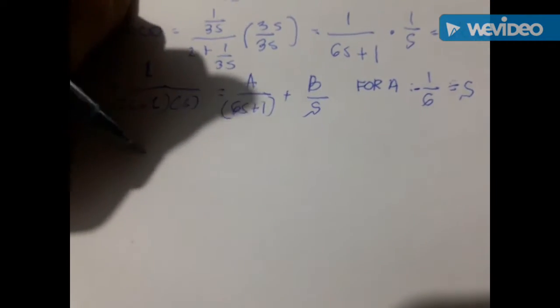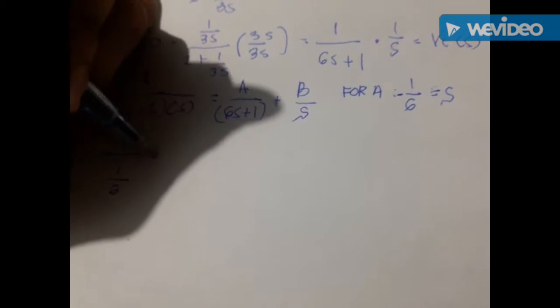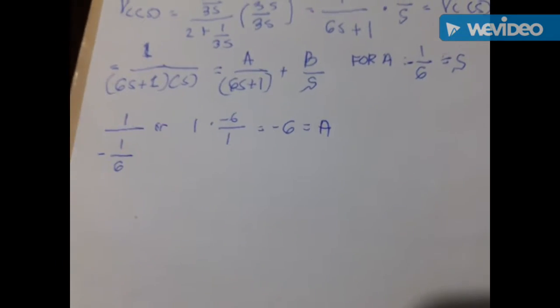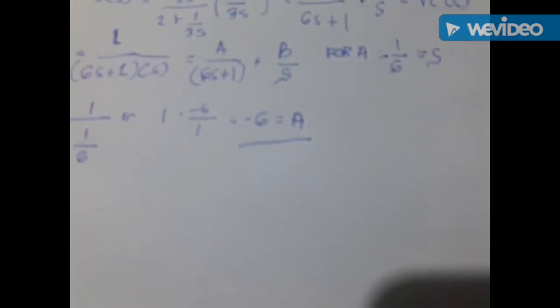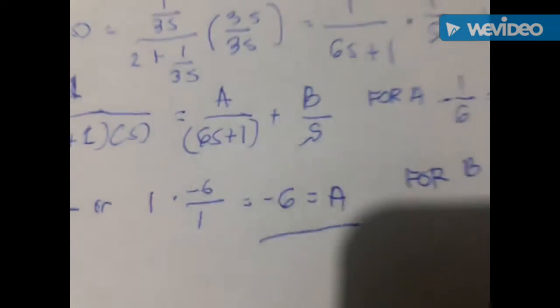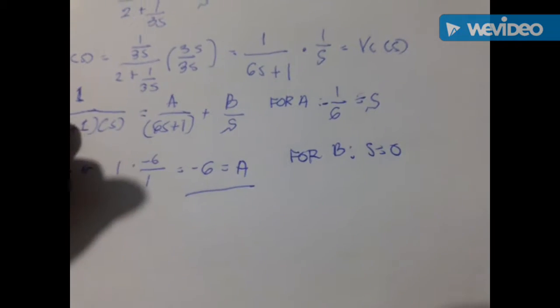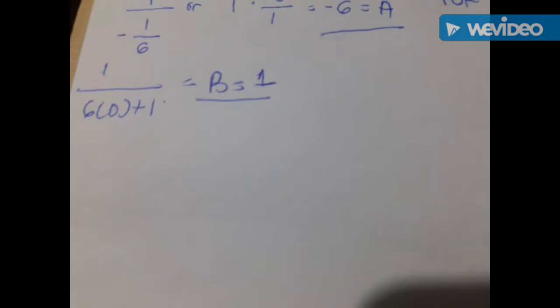So 1 over negative 1 over 6, or 1 times negative 6, is equal to negative 6. It is definitely equal to A. And for B, it's easy. Just let the denominator s equal 0 in order to substitute: 1 over 6 times 0 plus 1, so B is equal to 1. So we now have the values of the constants. We can directly substitute them.